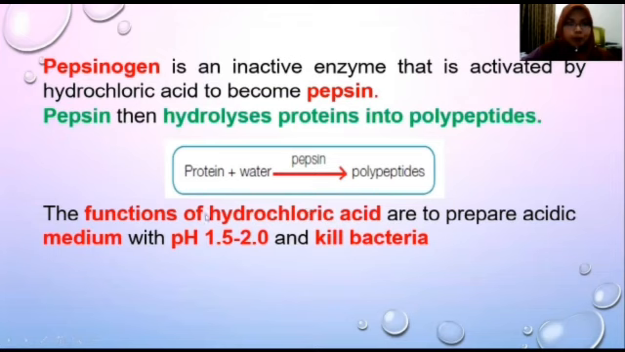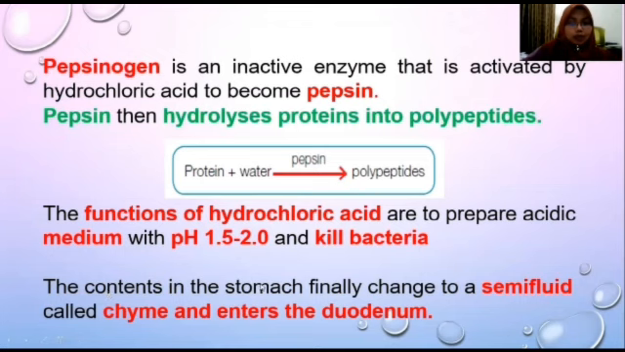The function of hydrochloric acid in our stomach is to prepare an acidic medium. So the pH must be 1.5 to 2. And at the same time, it will kill bacteria in our stomach. The content in the stomach finally changes to semi-fluid. So now we call it chyme. And this chyme will enter the duodenum.